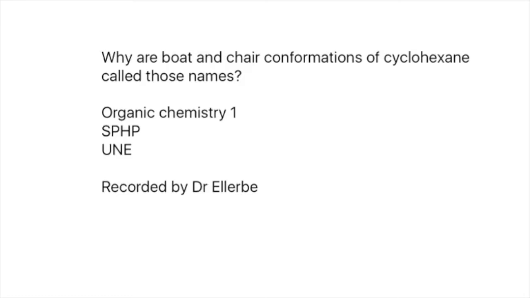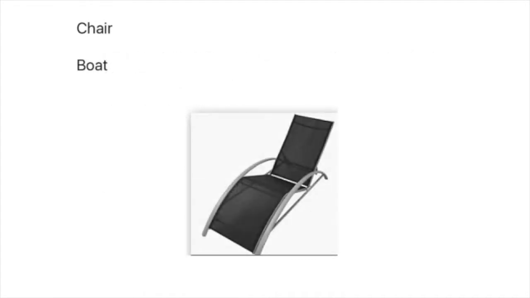In this video, we're going to go over how we can see the chair and boat conformations in cyclohexane. Conformations are the shapes of molecules. Cyclohexane has two specific shapes that have names, the chair conformation and the boat conformation. In this video, we'll take a look at why these names are used and help you be able to see them in a model. First, we'll look at the chair conformation.